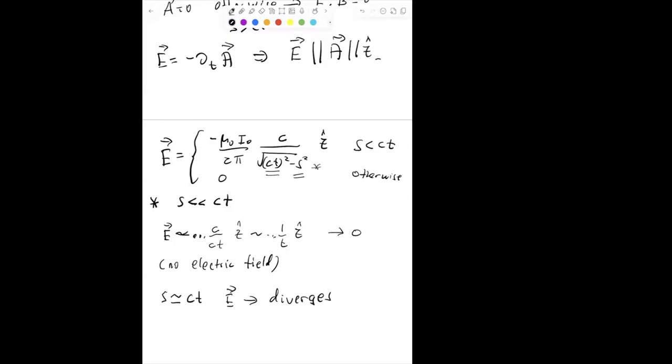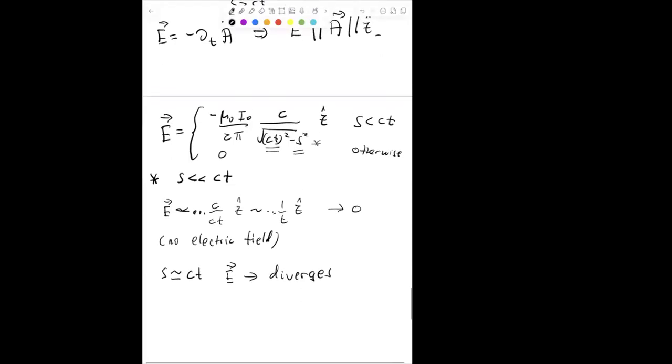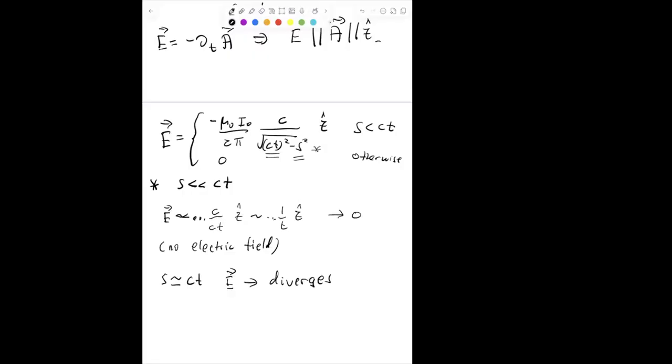You see CT squared minus S squared. Let's say they are nearly the same. Of course, S has to be bigger or equal to CT. If S is exactly equal to CT, you diverge. But now you can ask this question: is this divergence physical or not? Anyone want to say, is this physical or not physical? Or can you in principle find it?